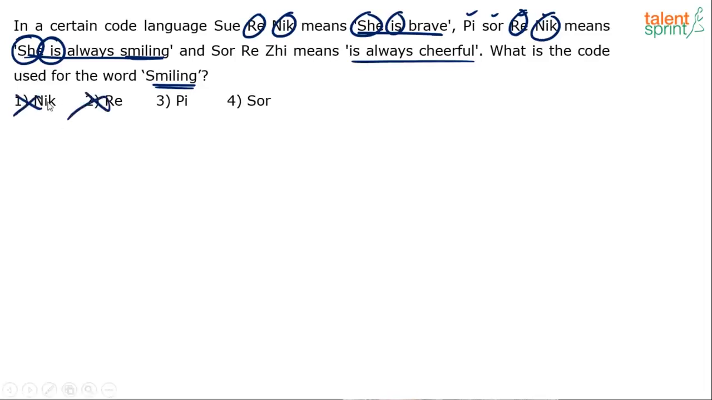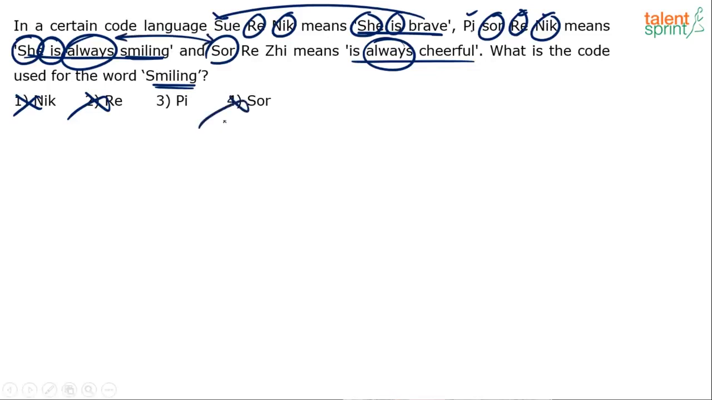You're able to follow. Elimination again. We know that she and is will be taking up codes of RE and NIK in some order. So the code for brave is SUE. Here, the code for always and smiling will be among PI and SOR. But then again, always is common between statement 2 and statement 3. And the common code between 2 and 3 is SOR. So I can clearly designate always as SOR. So SOR is also eliminated. What is left out? PI. So we can say the code for smiling is PI.